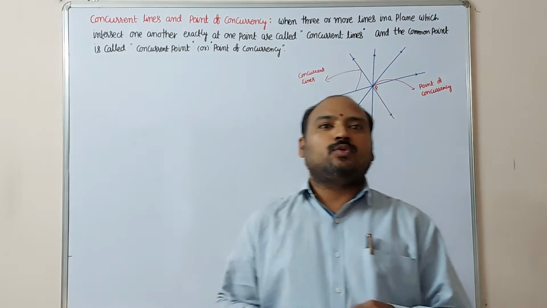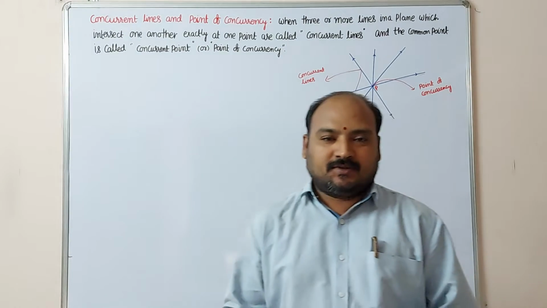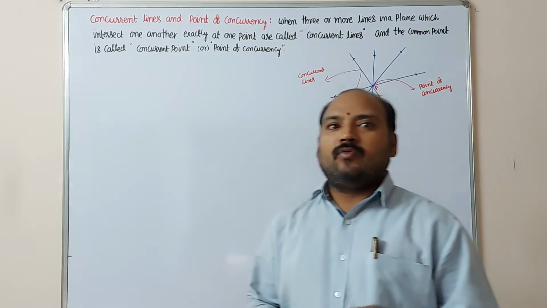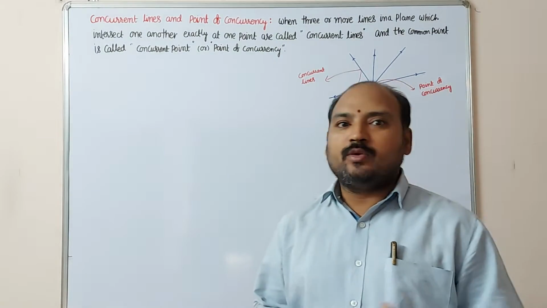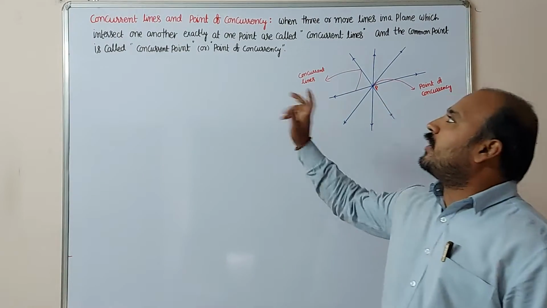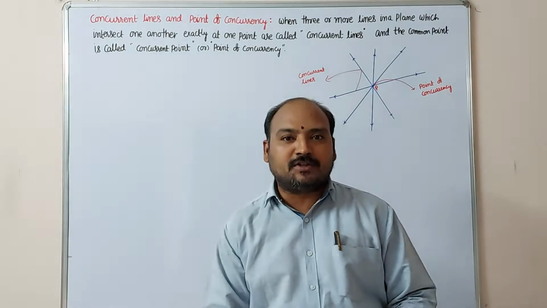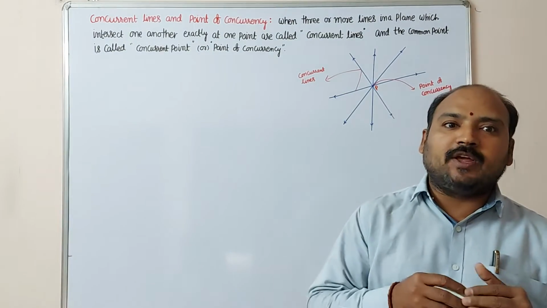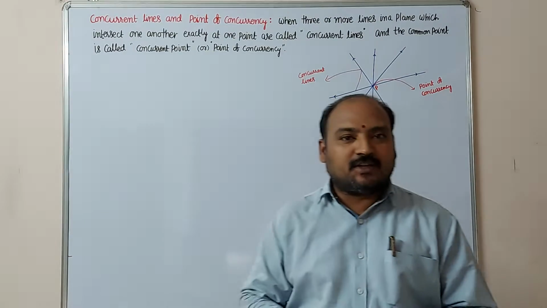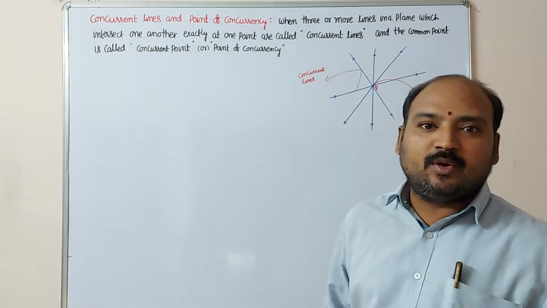In this video, two-dimensional geometry basics, prerequisites of 2D geometry. We already discussed two videos in our playlist. This is the third video regarding concurrent lines and point of concurrency. So what is meant by concurrent lines? What is point of concurrency? That we are going to discuss in this video.